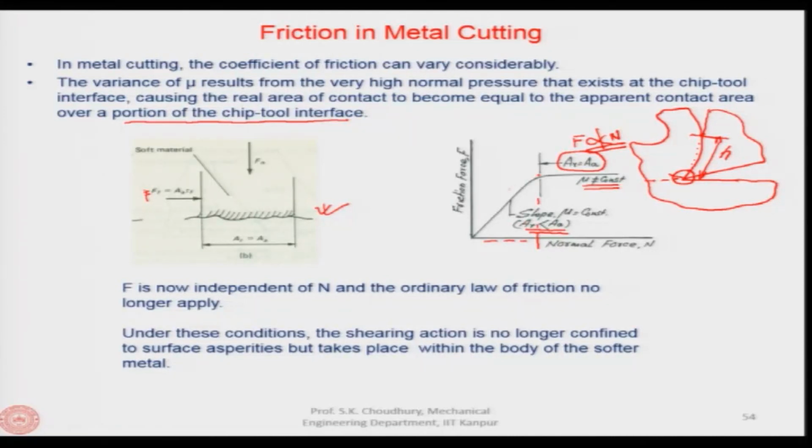Up to this point F is proportional to N, therefore mu remains constant. Beyond this point, when the normal force and normal pressure are very high, mu does not remain constant and the curve goes like that. There F does not depend on N, they are not proportional to each other. F is now independent of N, and the ordinary law of friction no longer applies, as I said.